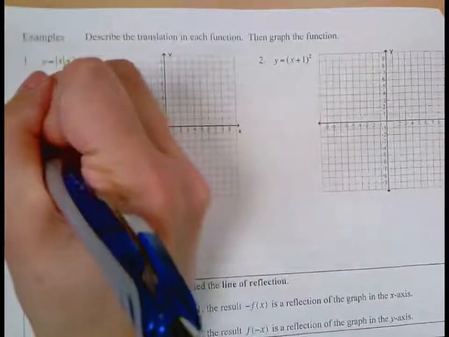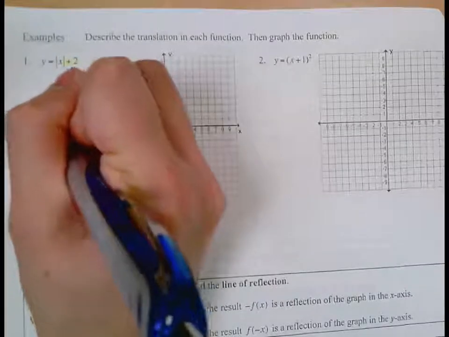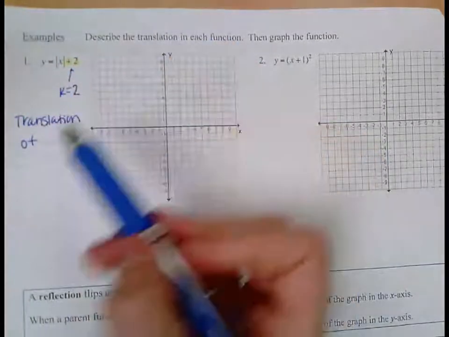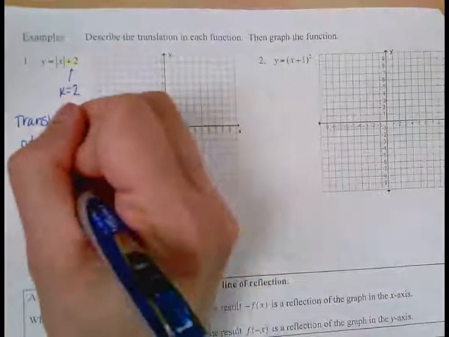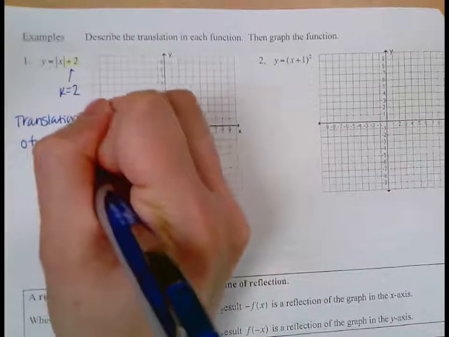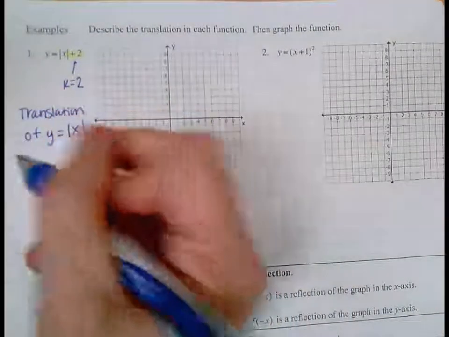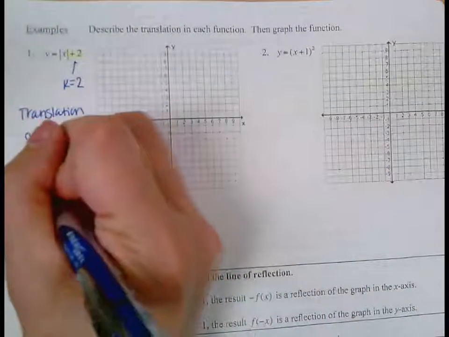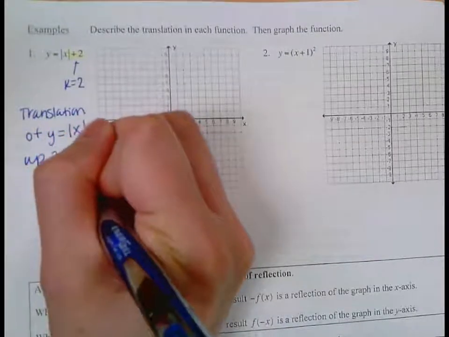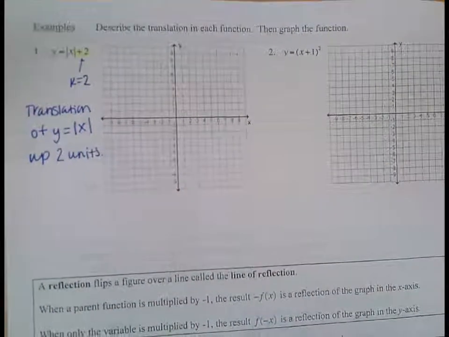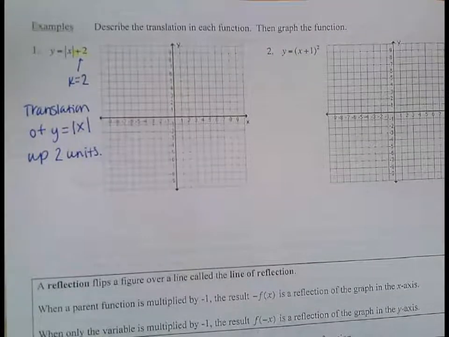I'm going to say this is a translation of, name the parent graph, so we're translating y equals the absolute value of x in this case. And then how are we translating it? We're translating it up 2 units. So it's a translation of y equals the absolute value of x up 2 units.